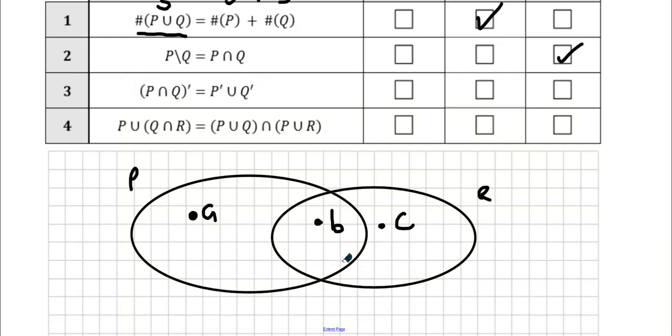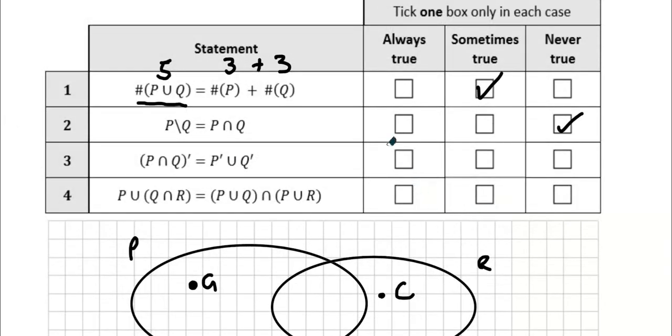Might try a scenario where there's no intersection. Still works. So this is always true. So always true is this one here.